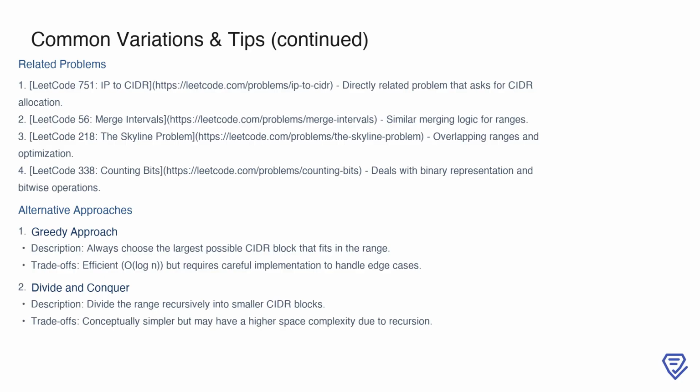The greedy approach involves always selecting the largest possible CIDR block for the given range. This method is efficient, with a time complexity of O(log n), but requires careful handling of edge cases. Another option is a divide and conquer strategy, where the range is recursively divided into smaller CIDR blocks. While this method is conceptually simpler, it may use more space due to recursion.